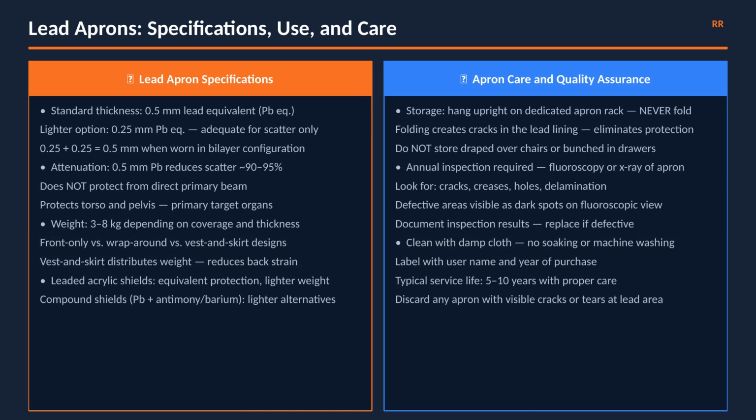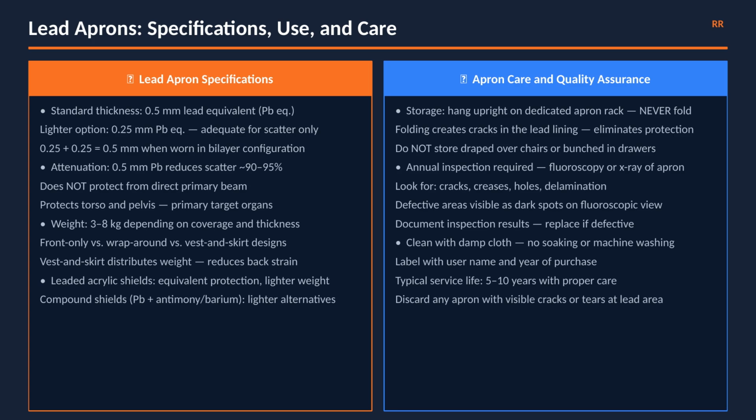The lead apron is the primary personal protective equipment for any radiographer working near scatter radiation. Standard specification: 0.5 millimeters lead equivalent. This reduces scatter by approximately 90 to 95%. A lighter 0.25 millimeter option exists, but provides less protection and is appropriate only for lower scatter environments. Lead aprons do not protect from the primary X-ray beam. They are designed for scatter only.